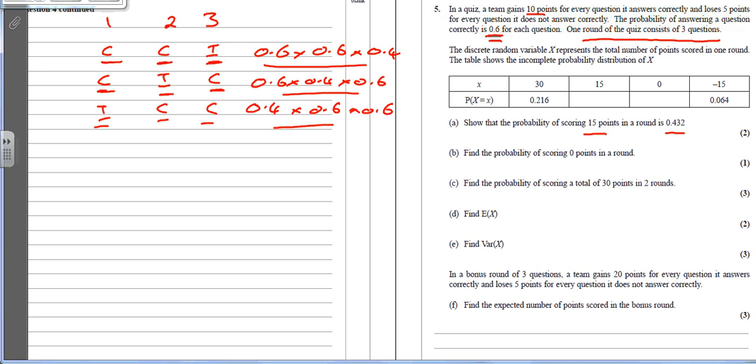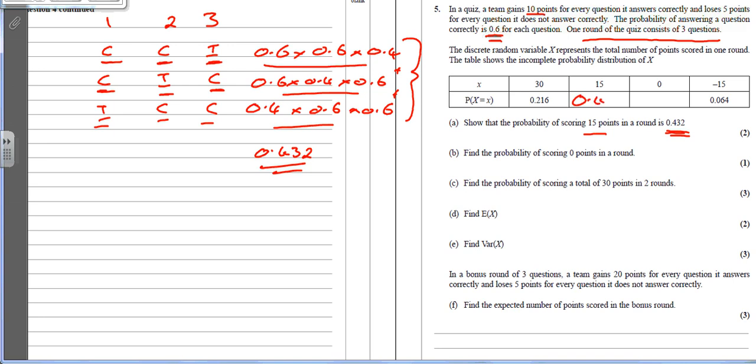And we should get 0.432 if we do that. The probability of getting 15 points is 0.432, which is what we got. So that's what we need to do. So we need to add those together. And then we get this thing here.